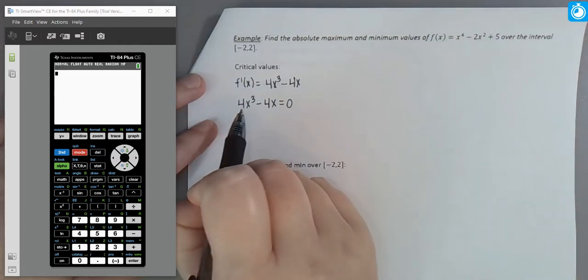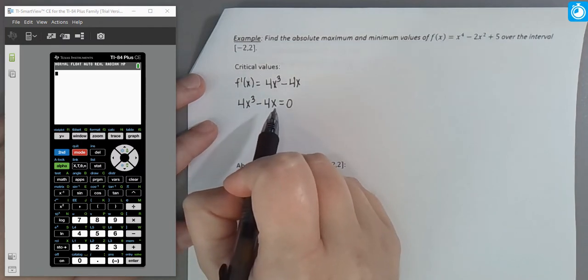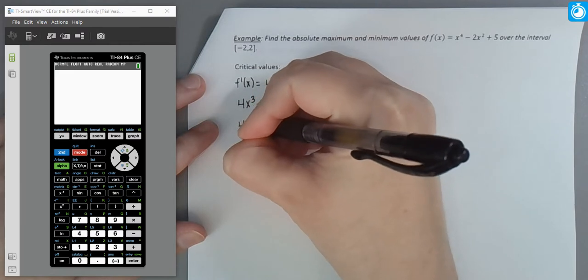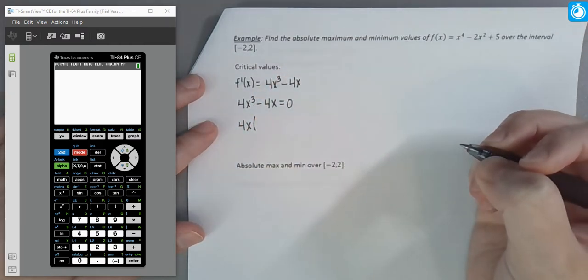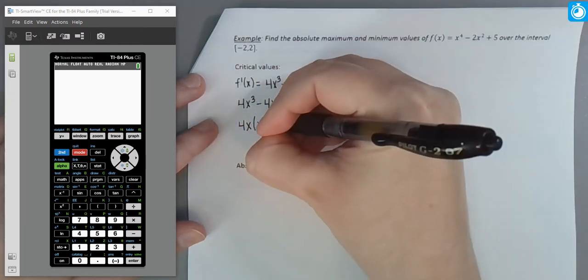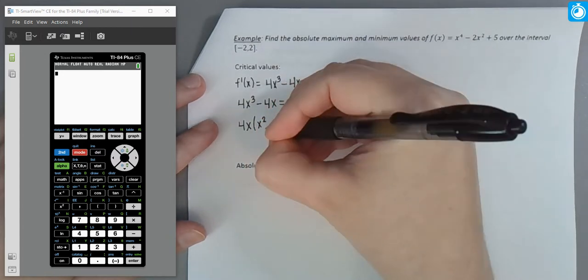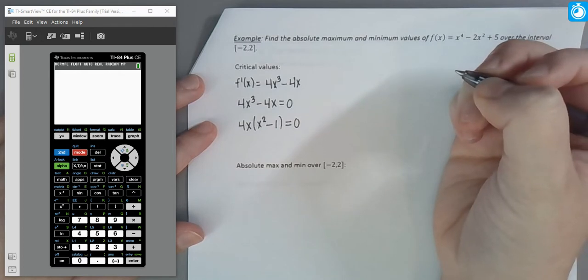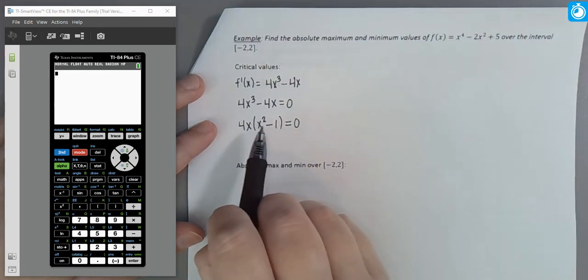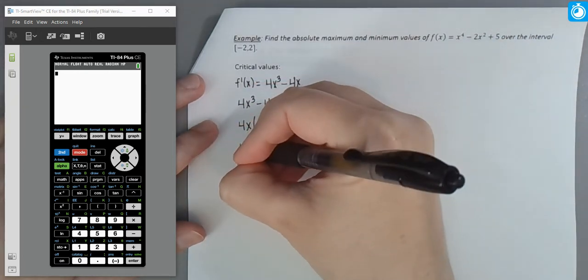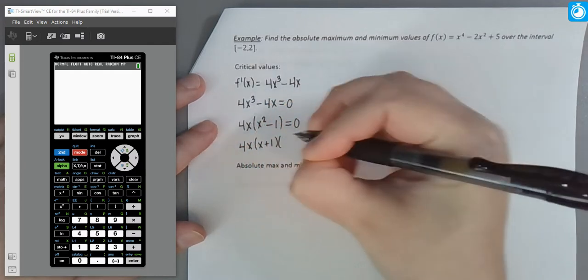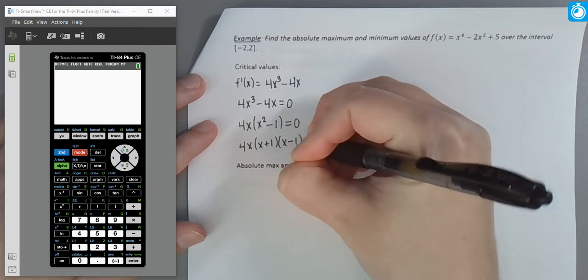So start with the greatest common factor. We're looking for things that these two terms have in common. So in this case, they have a 4 and an x in common, which leaves us with an x squared from our first term, and then -1 from our second term. Now what's left over factors as a difference of squares. So that's going to be 4x times x plus 1 times x minus 1.